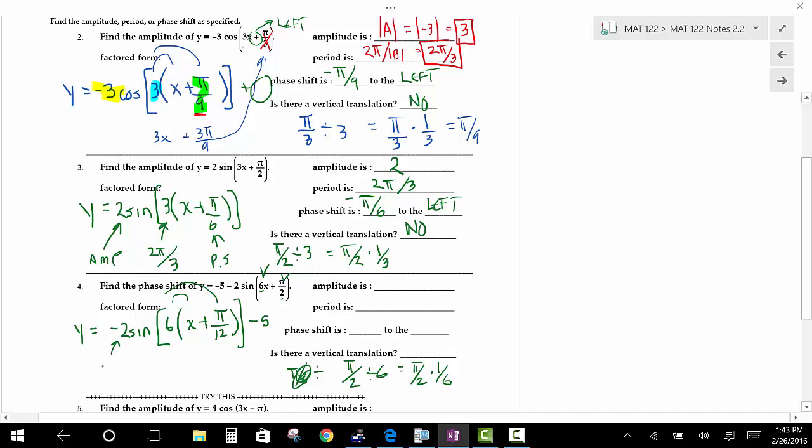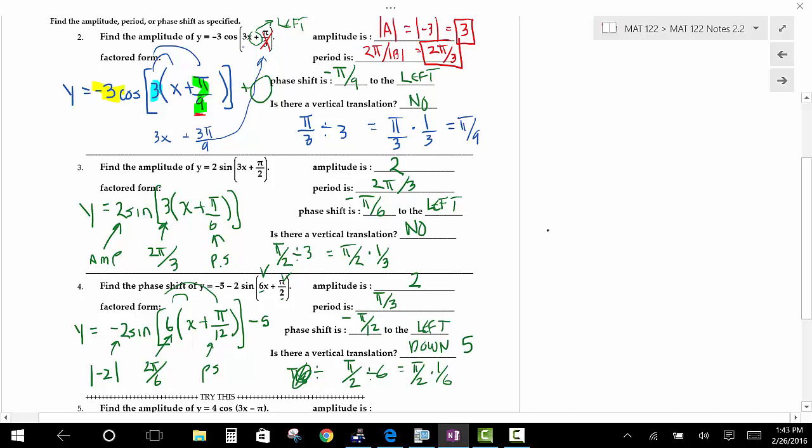Okay, the amplitude comes from the absolute value of that number. So that's 2. The period comes from the formula 2 pi over b. So that's 2 pi over 6. That fraction would reduce to pi over 3. The phase shift would now be that number, and that's pi over 12. Since there's a plus sign, that's going to the left again, so use a negative. And then finally we have a vertical translation of down 5, and that's because that is a negative number. You're subtracting from the y values like this.